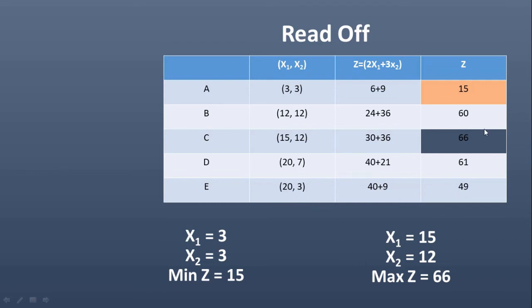If you look at it now, the objective is minimization. Therefore, the minimum value is 15 and corresponds to (3, 3). That means the solution is x1 = 3, x2 = 3 and the minimum value is Z = 15. In the same table, we can also identify the maximum value: x1 = 15, x2 = 12, which gives a maximum value of 66.